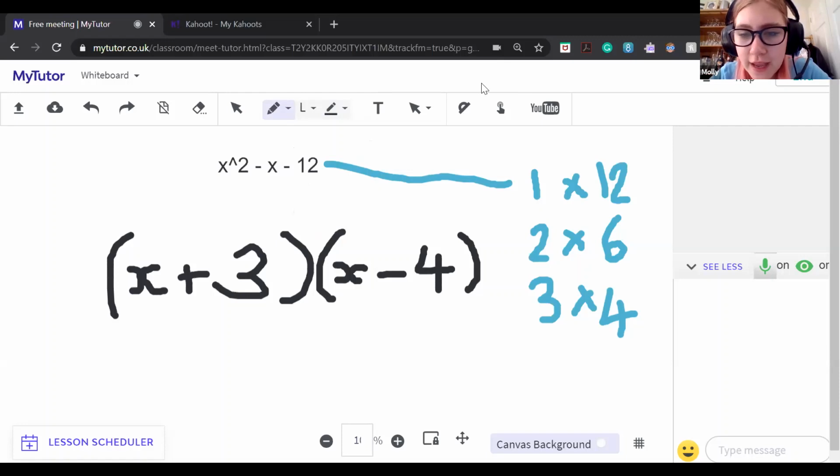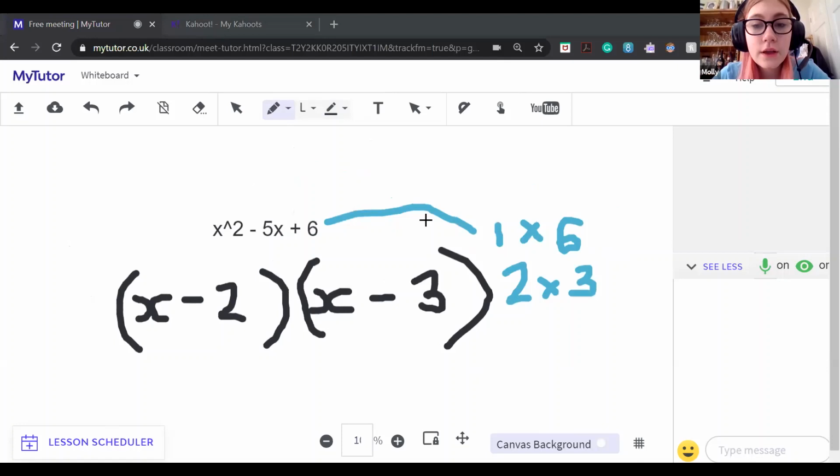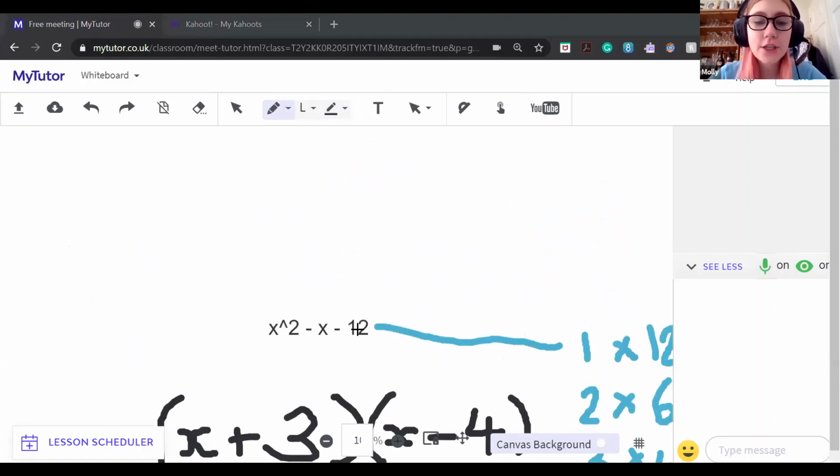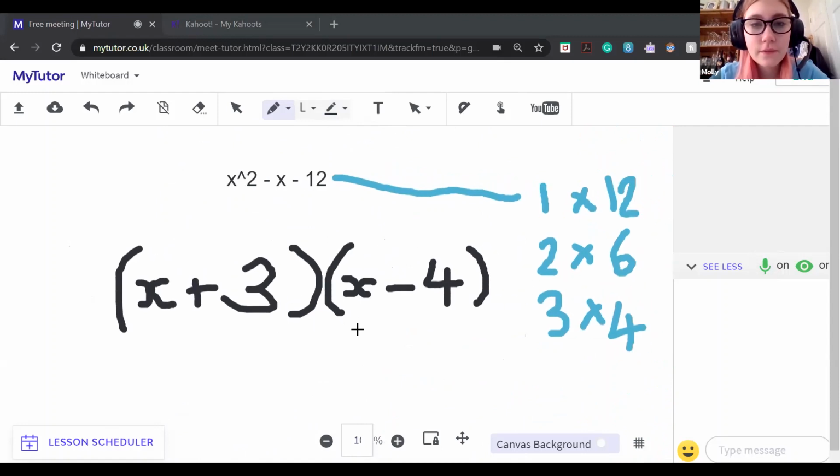A factorization where they have both negative numbers, that's like the previous one. They're actually just as easy as adding two numbers. These are actually the hardest when you have one positive and one negative.